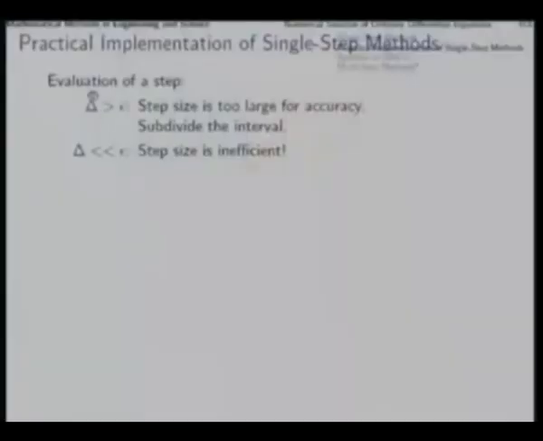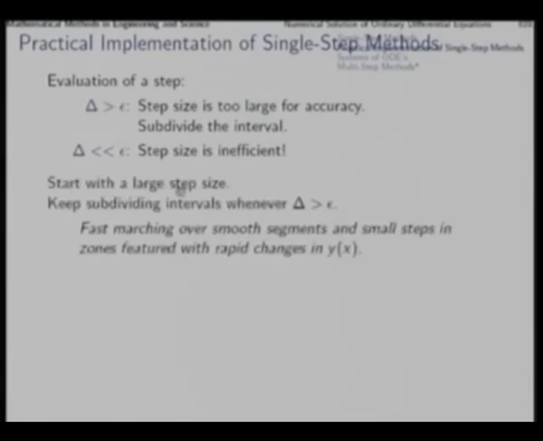So, that is why at the starting you should keep the step size reasonable, not too small. And if you find that at some location the delta that is coming with this estimate is too large, then that particular step you subdivide further. So, start with a large step size, not extremely large, but reasonably large, and then keep subdividing intervals whenever you find delta is greater than epsilon.